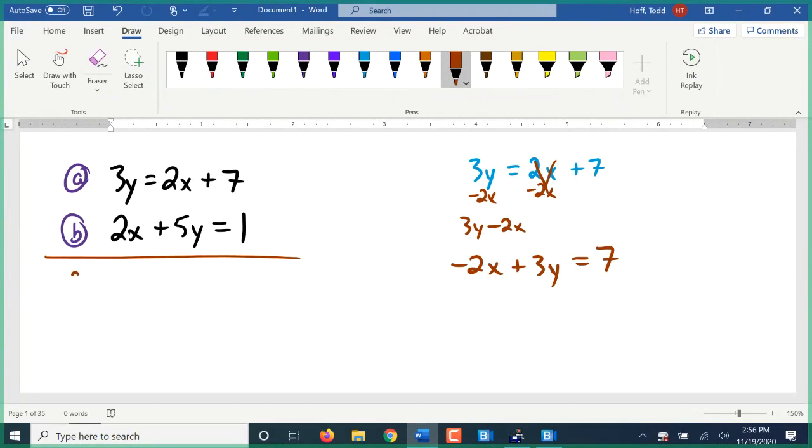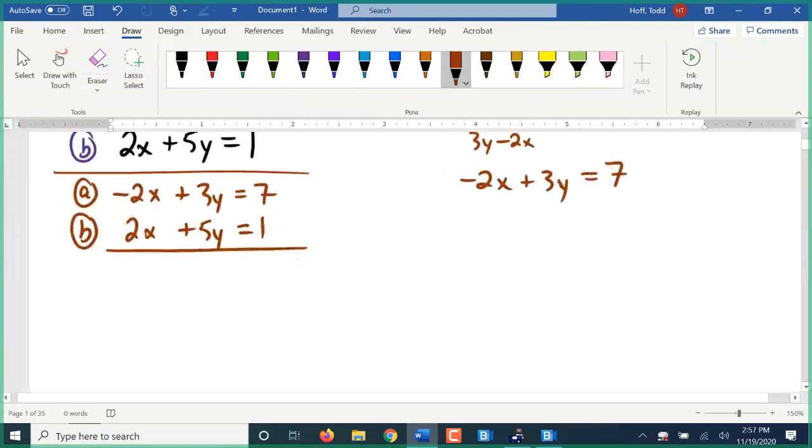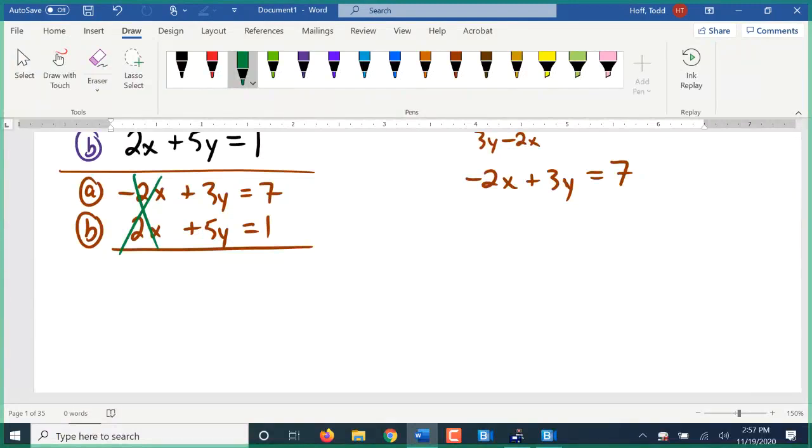So our equations now become equation A, negative 2x plus 3y equals 7. Equation B is 2x plus 5y equals 1. They're in the right form now, and we do see that the x will be eliminated if we add the equations. Negative 2x and positive 2x cancel out. 3y and 5y makes 8y. 7 and 1 makes 8. We solve for y by dividing by 8 to get y equals 1.